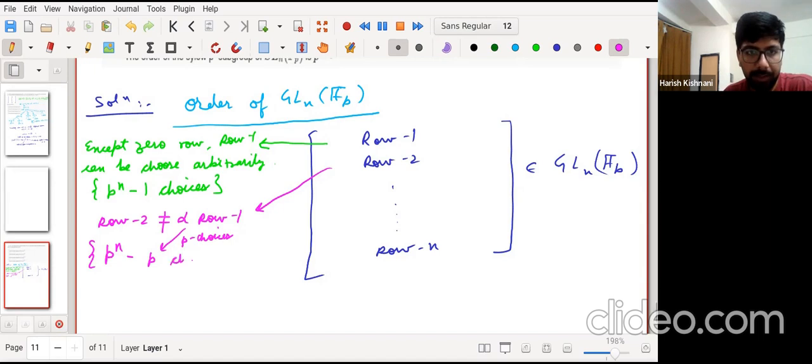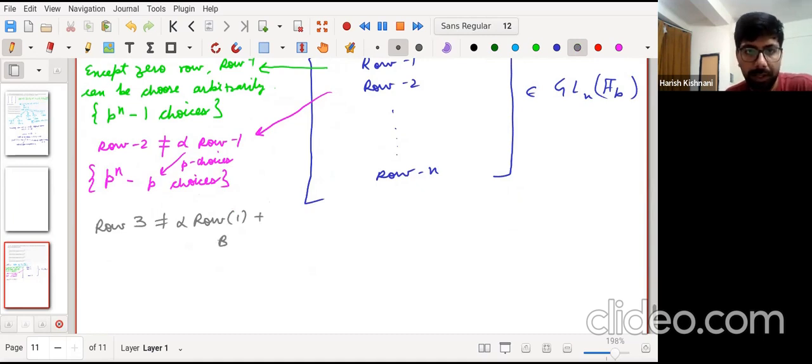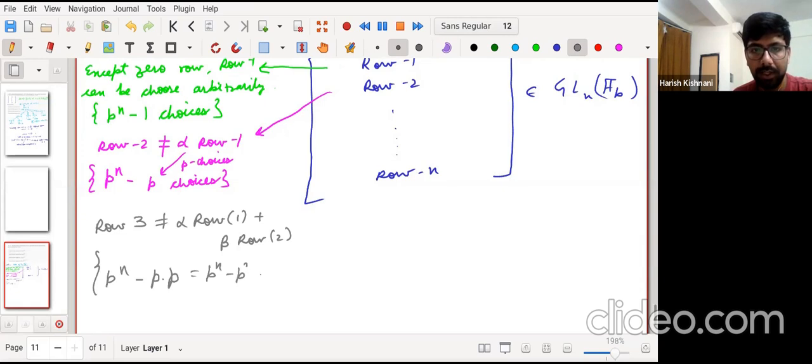So there are p^n minus p choices for row 2. Now for row 3, I need to use a different color again. So row 3 should not be a linear combination of row 1, right? It is alpha times row 1 plus beta times row 2. Okay, so everything is acceptable except the linear combination of these two. For alpha you have p choices, and for beta you have p choices. So subtract these p square choices, and anything else you can pick.